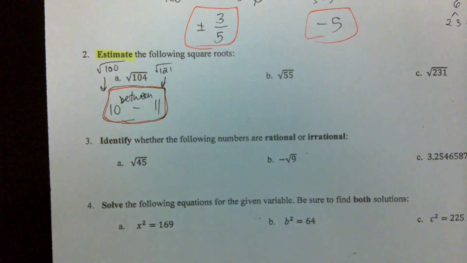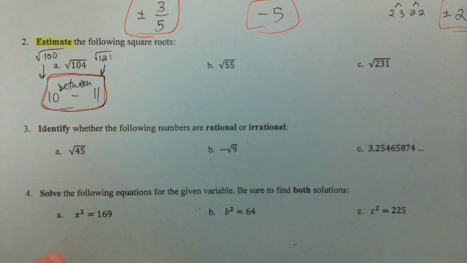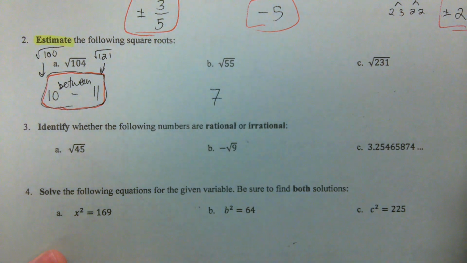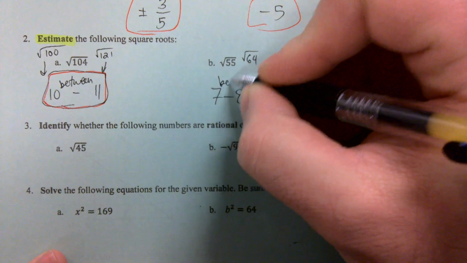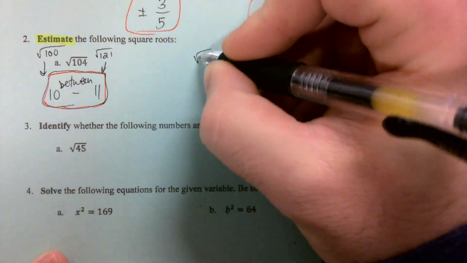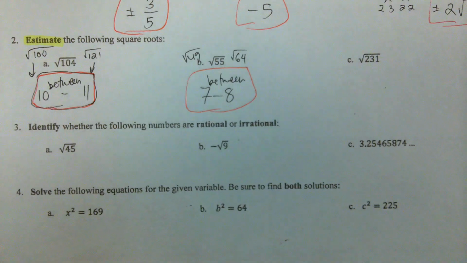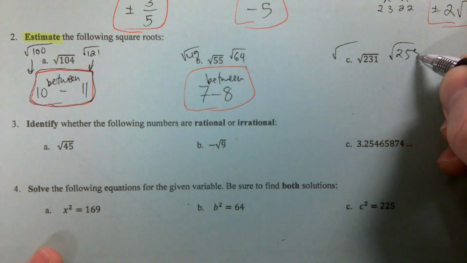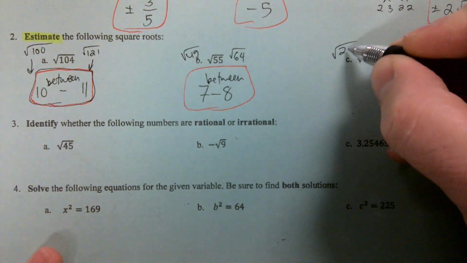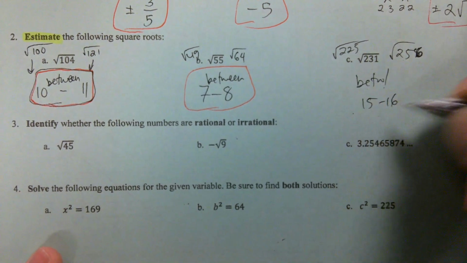You don't have to do all that. I'm just showing how we got it. The square root of 55 is probably closest to 49. Square root of 49 is 7. 64 on the other side gives me 8. So we're somewhere between 7 and 8. Please make sure you're actually writing between here. It adds important information. 231 is a little less than 256, a little more than 225. So this is between 15 and 16.